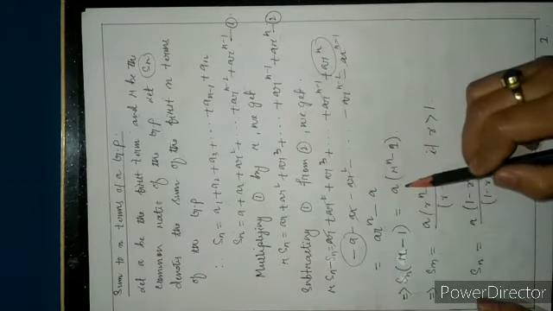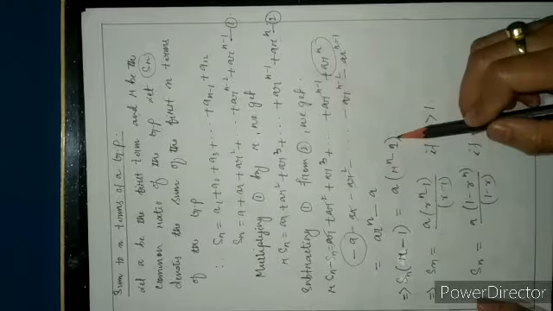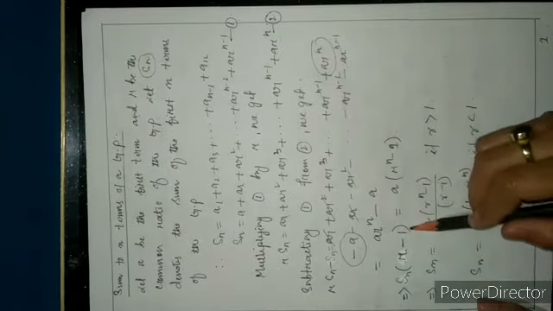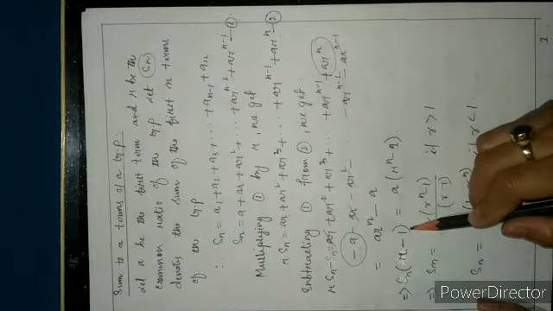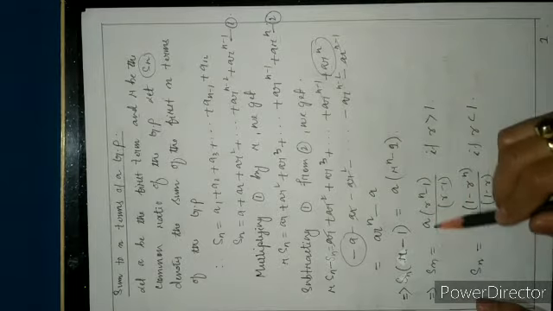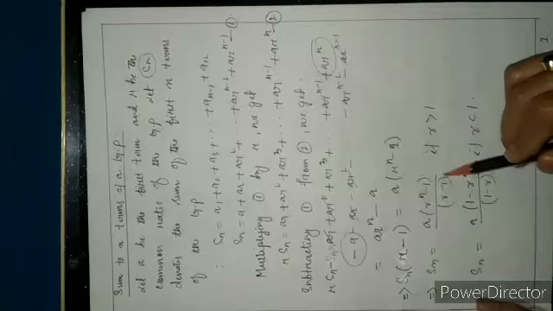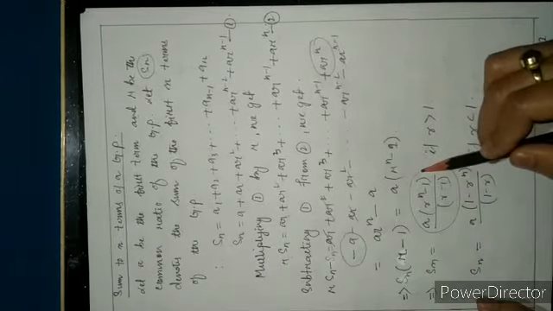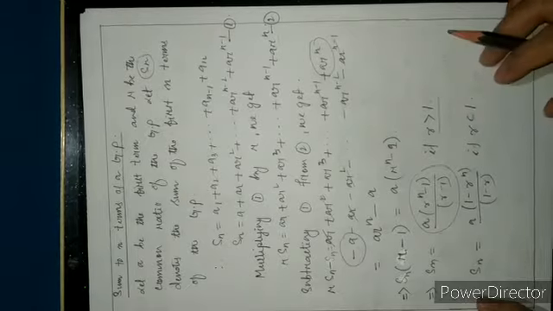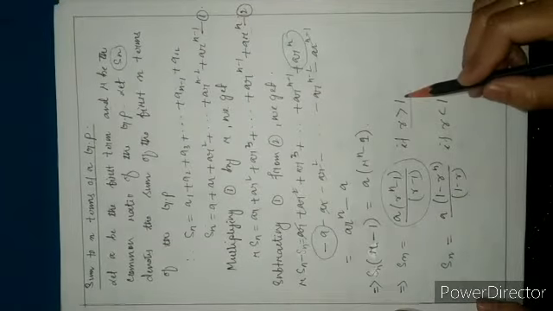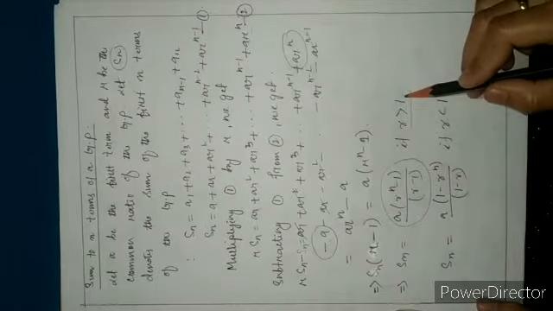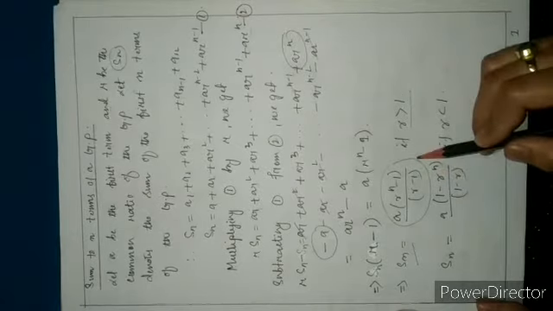Taking Sn common from the left hand side we get Sn(r minus 1), and taking a common from the right hand side we have a(r to the power n minus 1). Dividing both sides by r minus 1 we get Sn equal to a(r to the power n minus 1) divided by r minus 1. This is the sum of the first n terms of a geometric progression if the common ratio r is greater than 1.